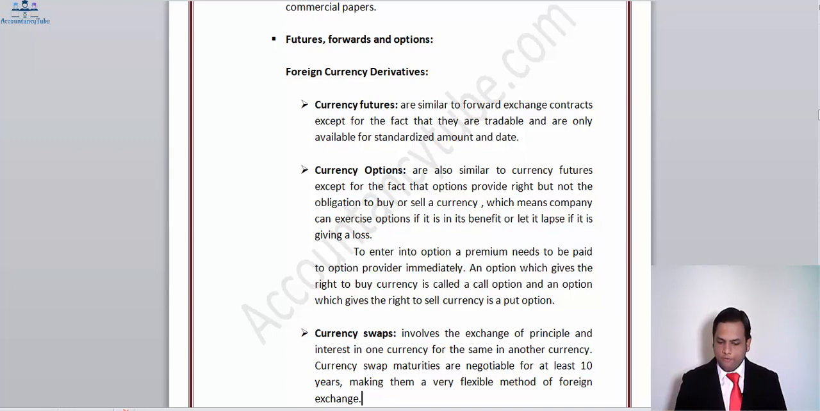Just like currency futures, except for the fact they provide the right but not the obligation to buy or sell a currency, which means a company can exercise the option if it is in its benefit and let it lapse if giving a loss. To enter into an option contract, a premium needs to be paid, and that's how the option provider earns its benefit. An option which gives the right to buy currency is called a call option, and the option which gives the right to sell currency is a put option.